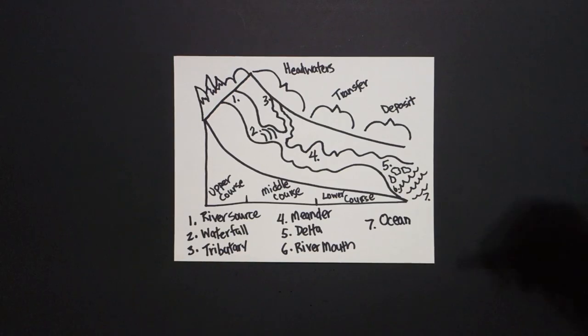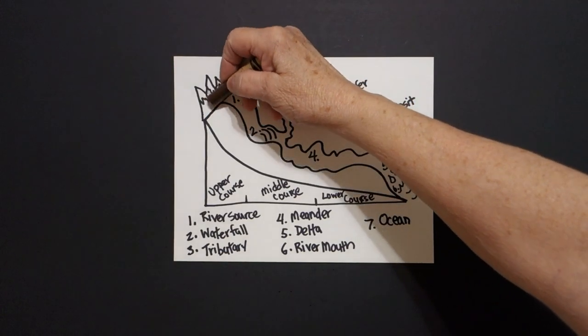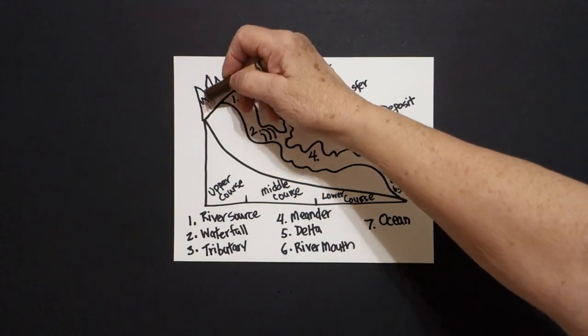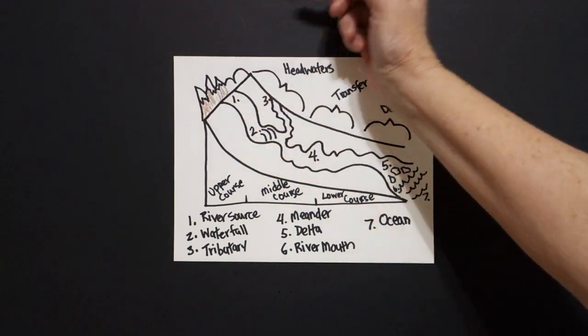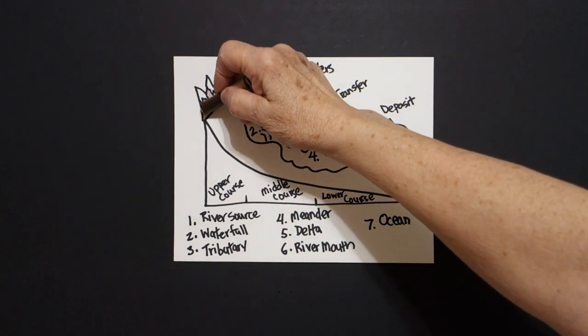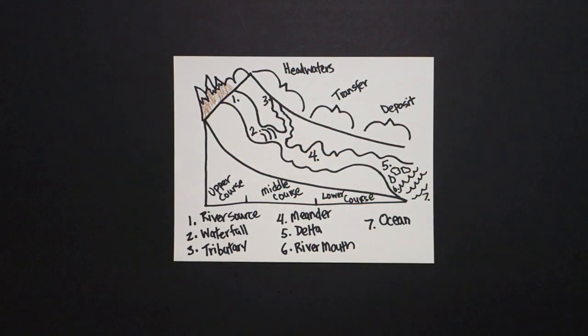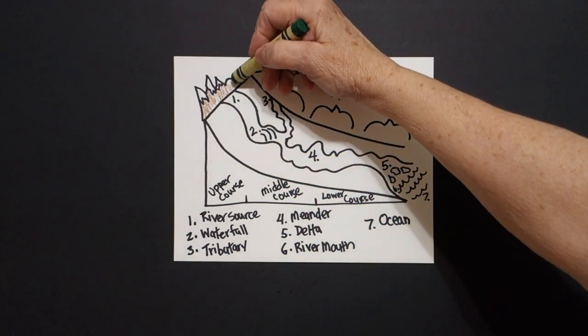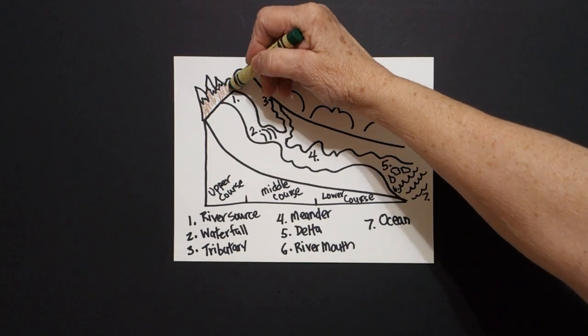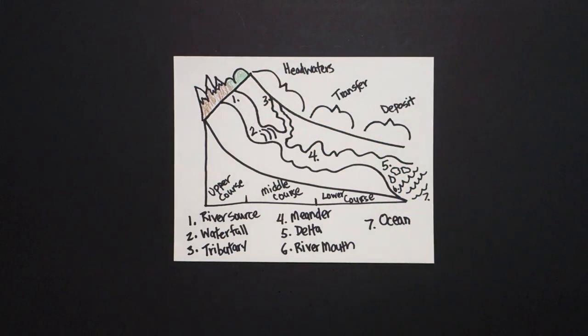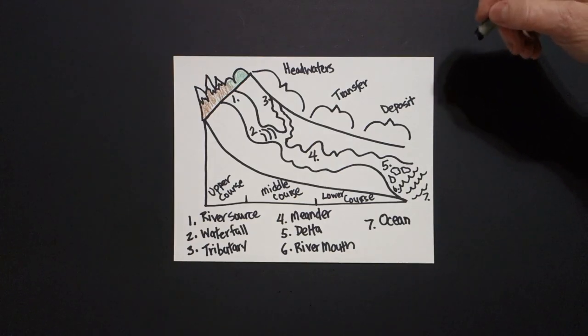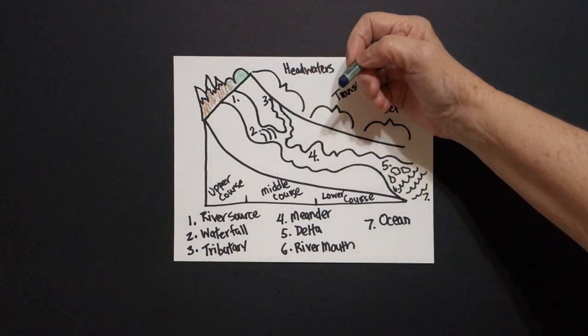Okay, the first thing I'm gonna do is just take my brown and color in lightly my river source, which is the mountains, and then I'm gonna take my green and color in my hills. So what you have to remember is that a river is water that moves, okay? And downhill as it goes, the water joins, becomes deeper and wider.